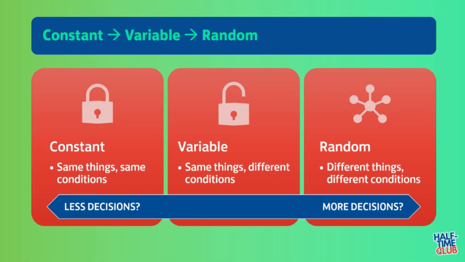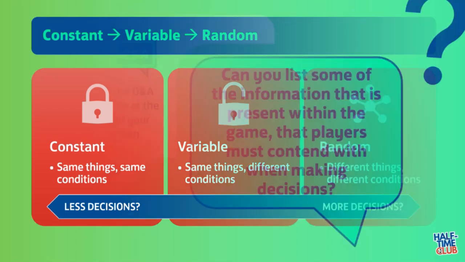So this little bit at the bottom here: less decisions possibly on the left-hand side, more decisions possibly on the right-hand side. You just think about coach-led decisions versus player-led decisions. I spoke a lot here about information and how information might change between a constant practice, where there's the same thing, same conditions, with a random practice, different things, different conditions. And I want us now to consider these things.